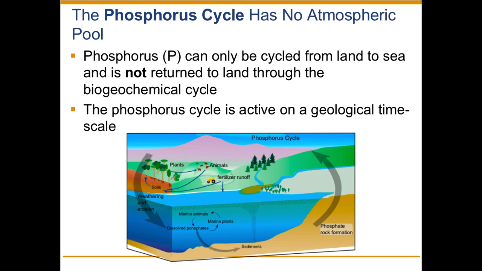Phosphorus is a little bit different in that it has no atmospheric cycle. So there's no atmospheric phosphorus. We can't fix phosphorus from the atmosphere. So all the phosphorus that's on the planet cycles through from terrestrial environments into marine environments, sediments out, and forms new rocks. Those new rocks eventually can be weathered and broken down, and then the phosphorus cycles completely.